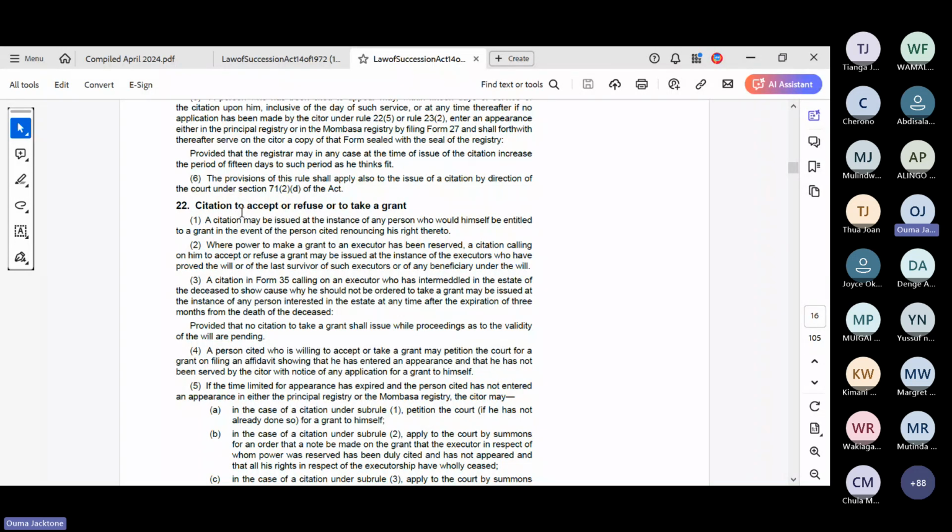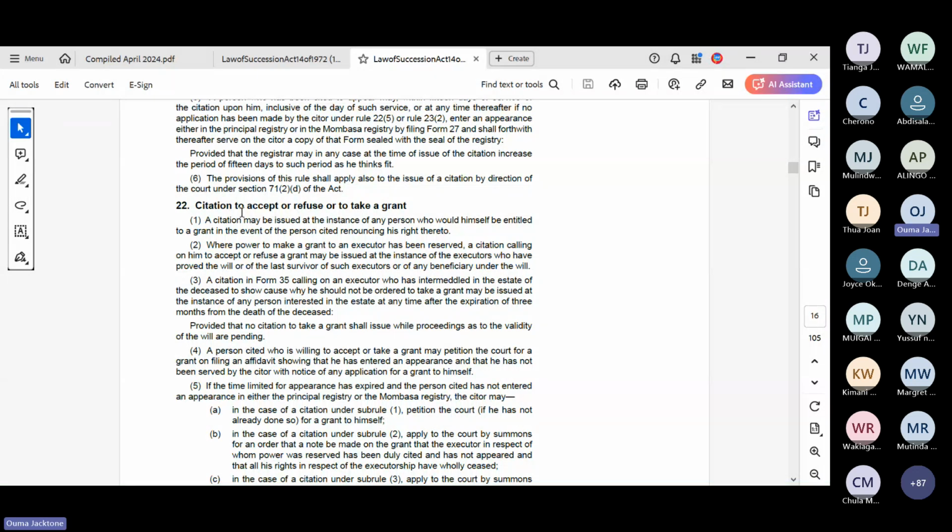So in this instance, we are talking about a citation that may be issued at the instance of any person who would himself be entitled to a grant in the event that the person cited renounces his right thereto. So we're simply saying that, remember when I talk about the question of the qualifications of citing somebody, you must be a person who could be given a grant.